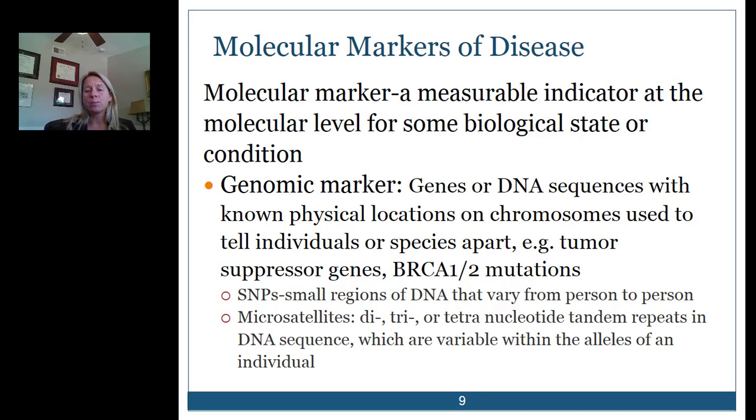There are things called SNPs, or single nucleotide polymorphisms, and these are small regions on our DNA that vary from person to person. And then you can take that even a little further and talk about what are called microsatellites. These are essentially tandem repeats in DNA sequences which are variable within the alleles of an individual. We won't talk about microsatellites anymore in this particular set of lectures. It's just provided as an example for you.